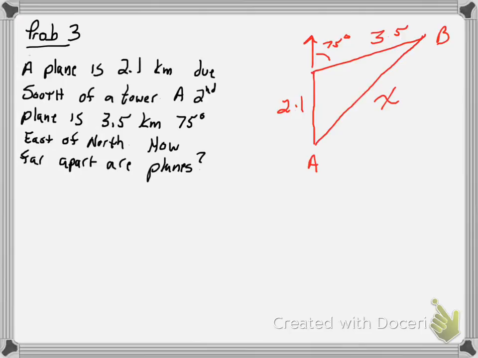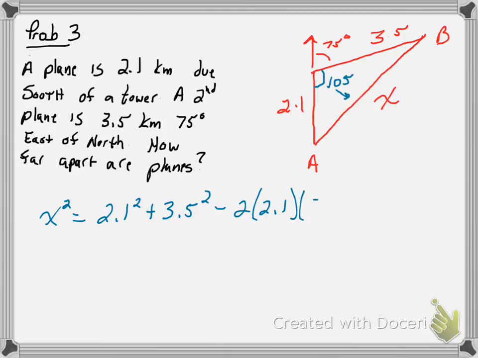How do we get this angle? Use a different color. How do we get this angle right here? Well, I'm going to take 180 minus 75 degrees. They're supplementary because they form a straight line. That gives me 105 degrees. Now, start opposite that angle. Well, that's x. So x squared equals 2.1 squared plus 3.5 squared minus 2 times 2.1 times 3.5 times the cosine of 105.